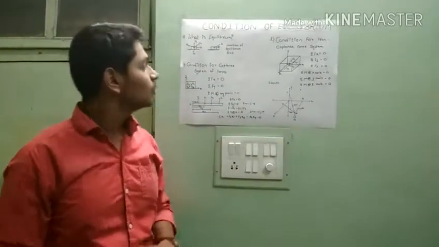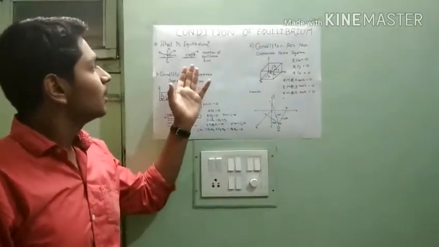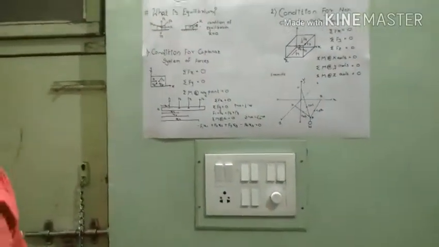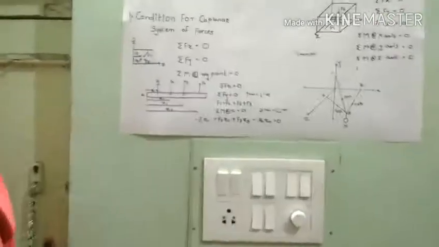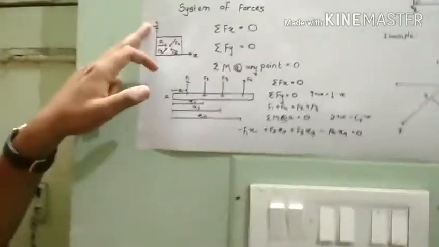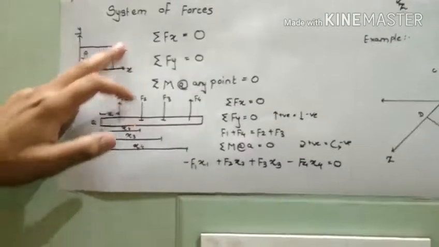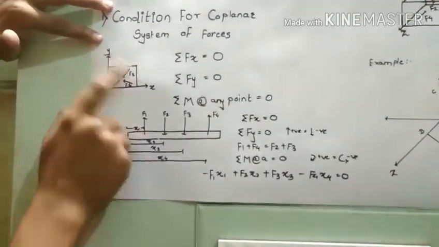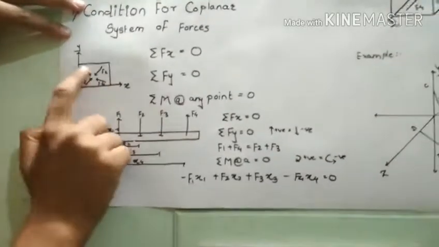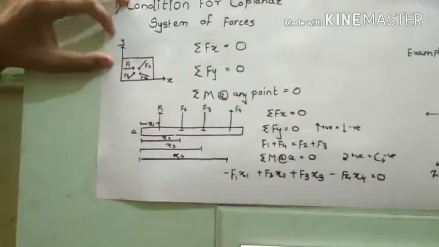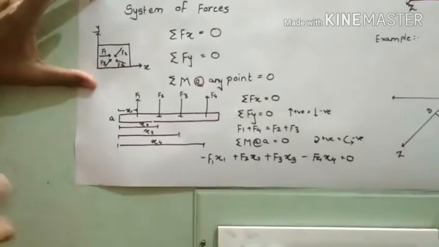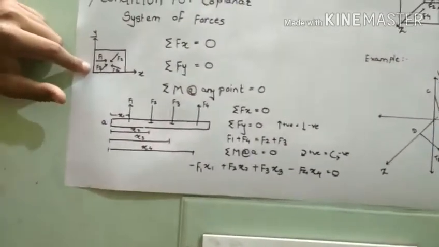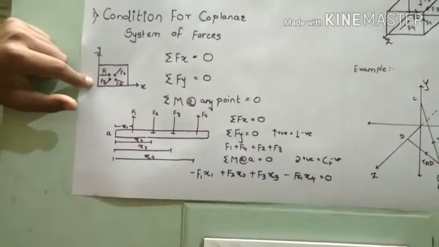Now we will go towards the condition of equilibrium for a coplanar system of forces. What is meant by a coplanar system of forces? That is, all forces acting in one particular plane. Consider this is the plane of the board, that is the XY plane. Here F1, F2, F3 and F4, these 4 forces are only in one plane. This system is called a coplanar system of forces.